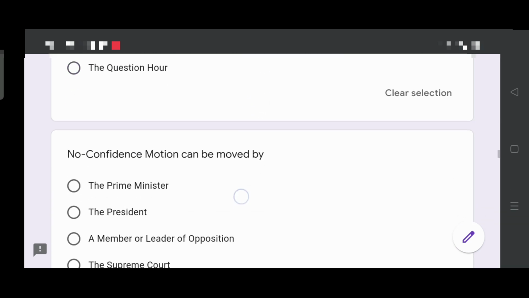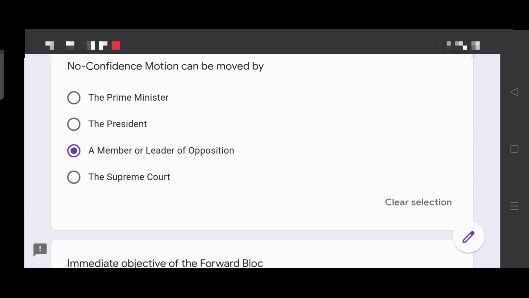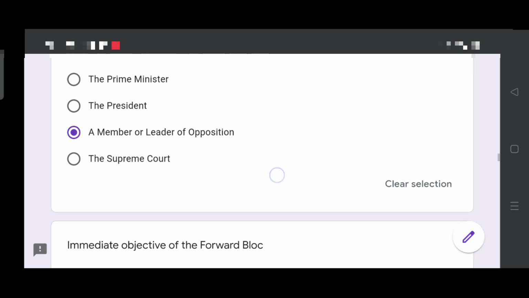The next one. A no confidence motion can be moved by the Prime Minister, the President, a member or leader of opposition, or the Supreme Court. The right answer is a member or leader of opposition.